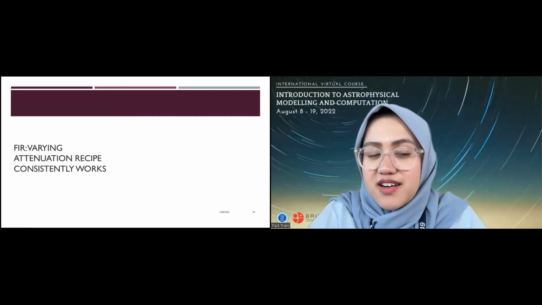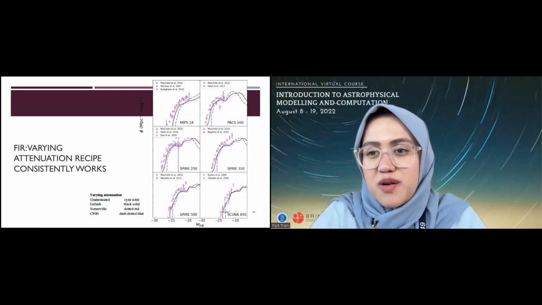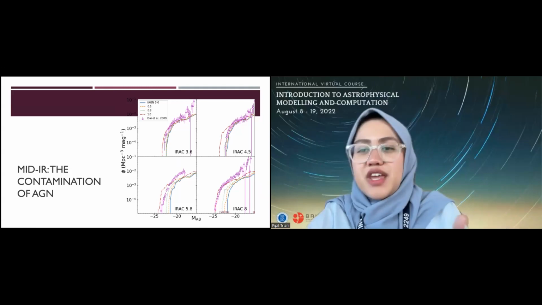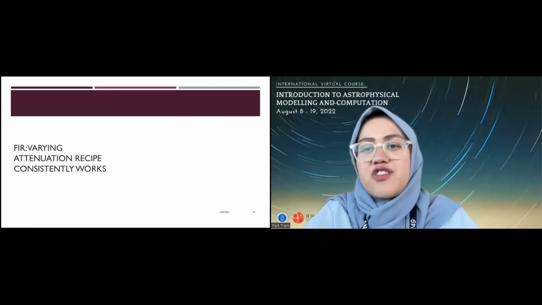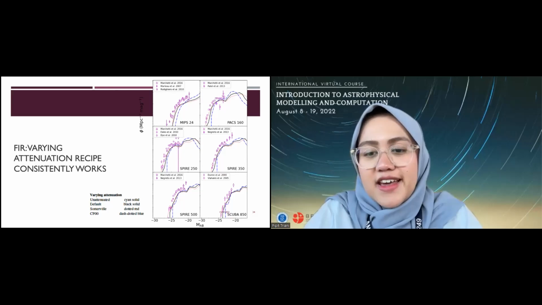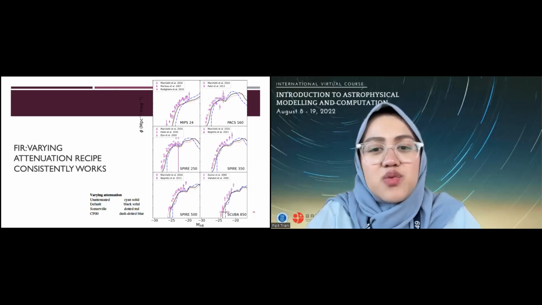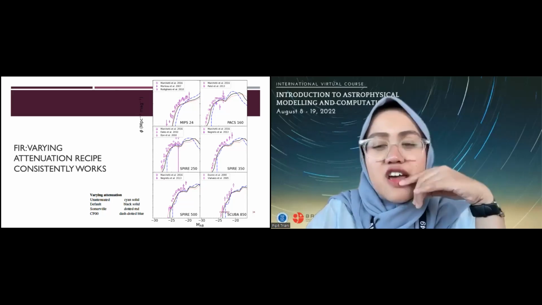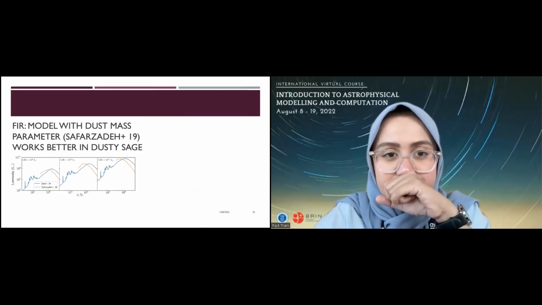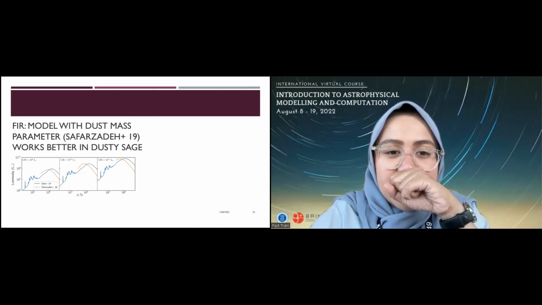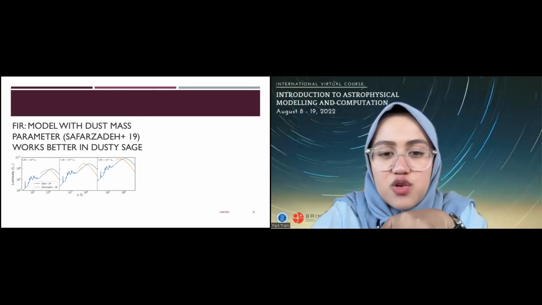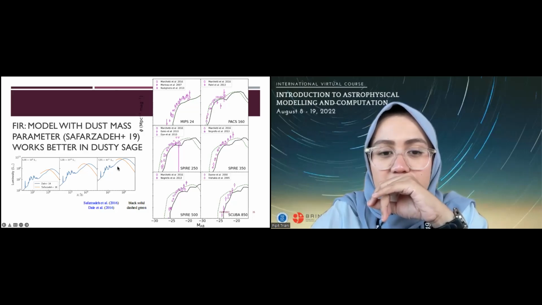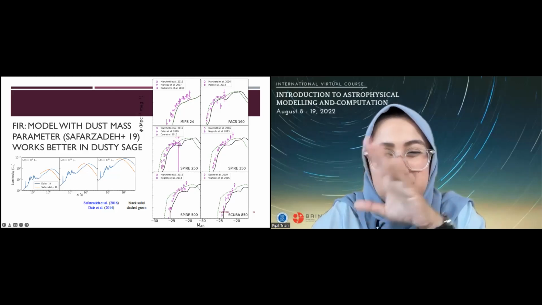And the far infrared is usually just dust. The mid-infrared is contaminated by the emission of AGN, while the far infrared is usually just cold dust. Using the model, we can agree well with the data. The black line is the default model here, using the varying attenuation recipe. The model with the dust mass parameter, the orange line here, works better with our model. The blue and green lines are the other models, but the data sits between those two models.